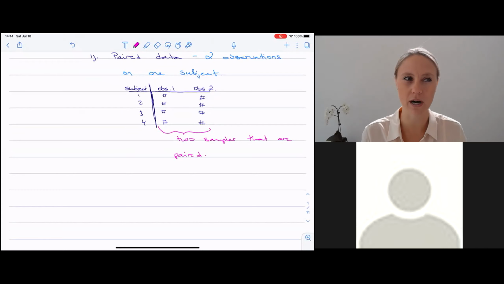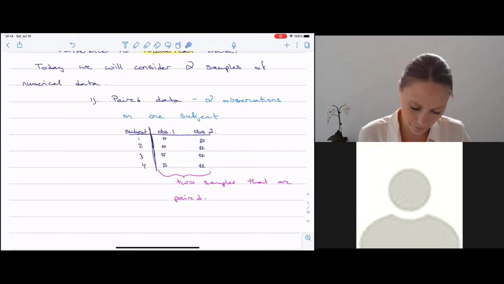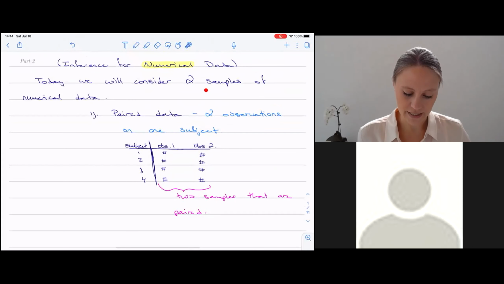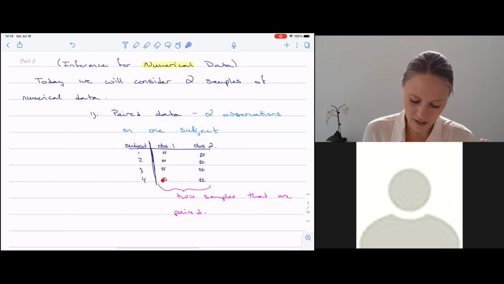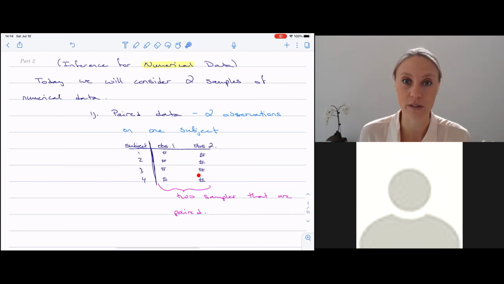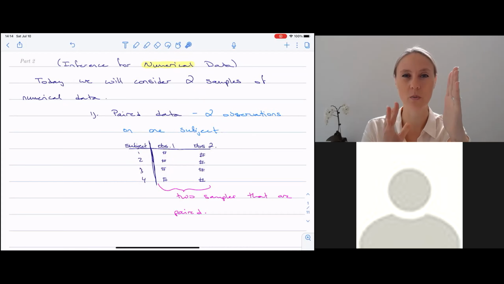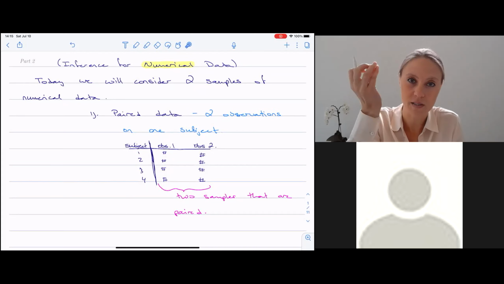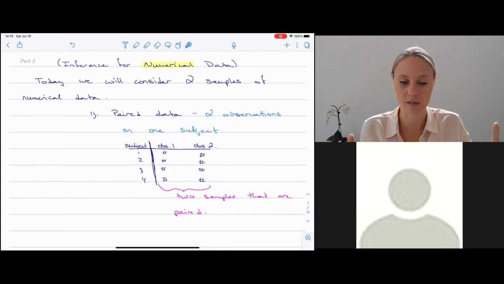But just so you know where we're headed, the other way that we could have collected two samples is, of course, well, what if this sample and this sample had nothing to do with each other, right? So we didn't have the same subject here. We just had sample 1 and sample 2. So that's the other way that we could have two samples, and we would just want to compare the means of those samples. Is the mean of this one higher than this one, for example?